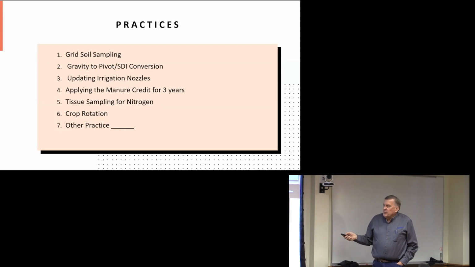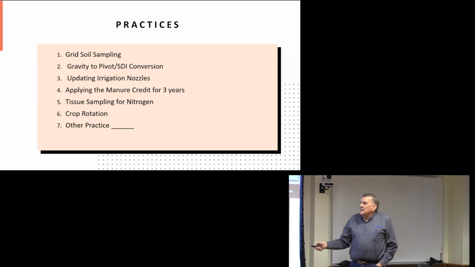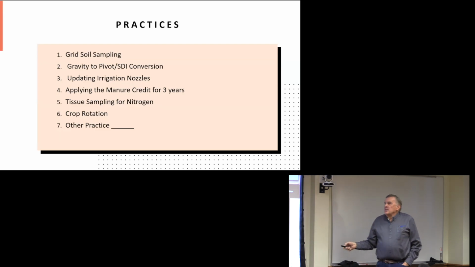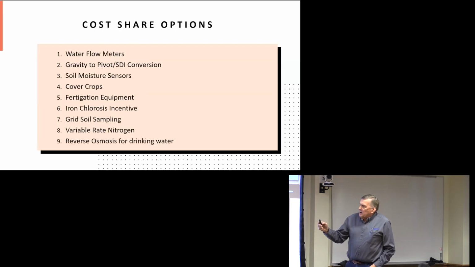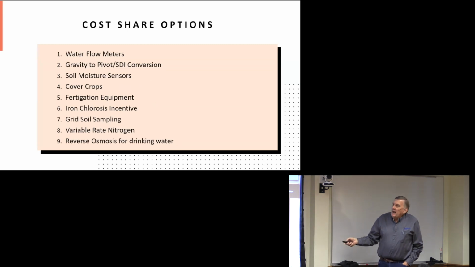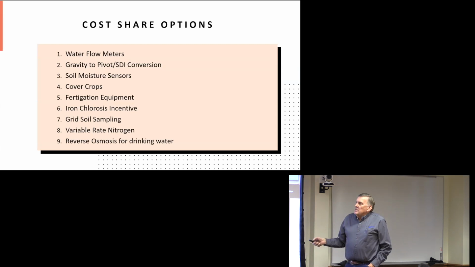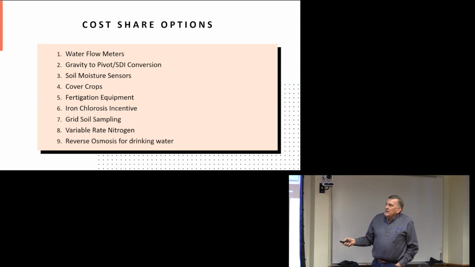Applying more grid for 3 years. That's always another tough one. A lot of people do it for 1 year, doing that 3 year, just the same crop rotation and other practices. We are offering cost share on water flow meters. We've got gravity pivot. We've got 10 applications to convert, so we are converting some fields up there. We've got 4 new SDI fields up in that area now, and about 6 new gravity pivots.